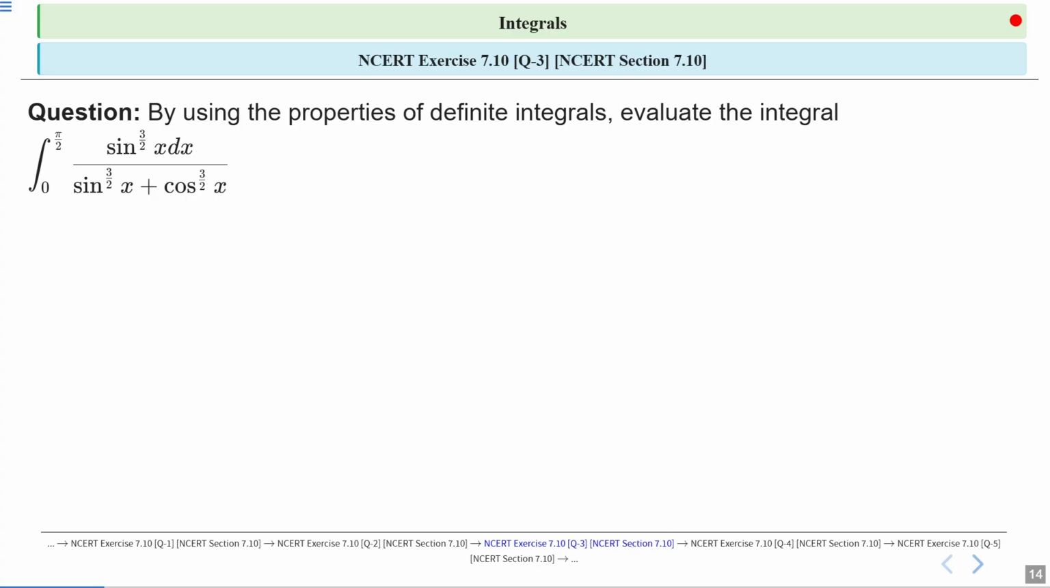Okay. So now question number 3 is, we need to find the value of the integration from 0 to pi by 2 of sine to the power 3 by 2 x dx by sine to the power 3 by 2 x plus cos to the power 3 by 2 x. Now here there is also sine and cos function, so we can apply the property: the integral from 0 to a of f(x) dx is equal to the integral from 0 to a of f(a minus x) dx. Okay, so just try.